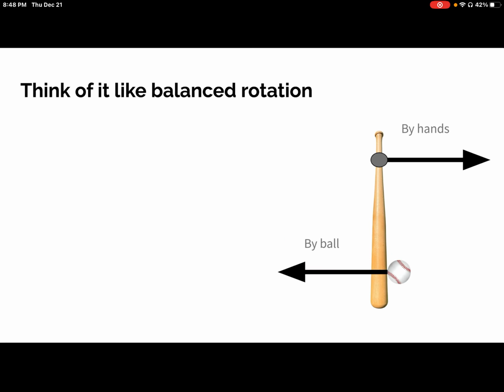So as your hand rotates the bat, or swings the bat, and the ball hits the bat, you just don't feel like the bat is being interrupted in its motion. It feels smooth. It's a smooth hit.